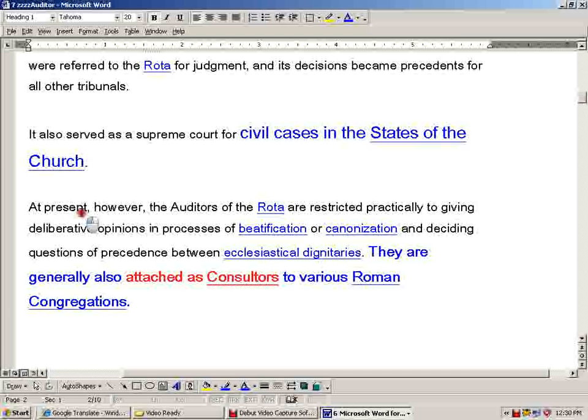It represents how, at present, the auditors of the rota are restricted practically to giving deliberate opinions. That's all we ever get is an opinion in processes of beatification, canonization, and deciding questions of precedence between ecclesiastic dignitaries. They are generally also attached as consultors to various Roman congregations.